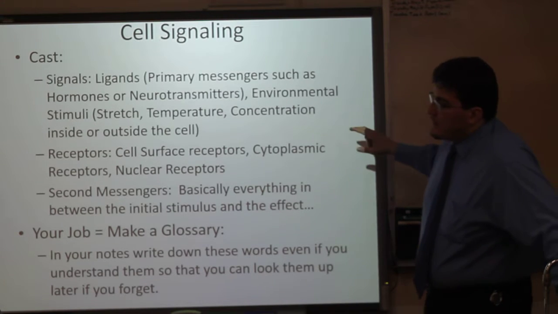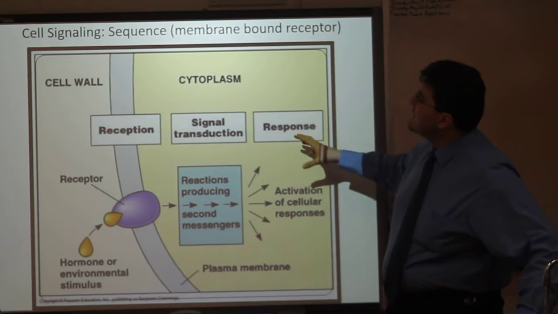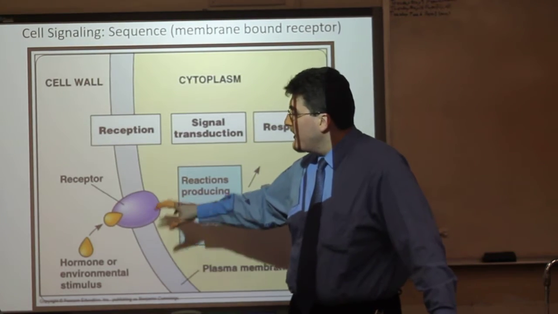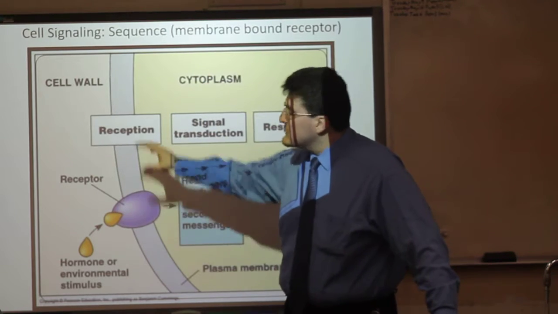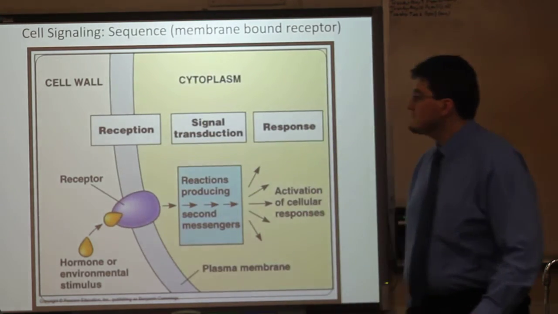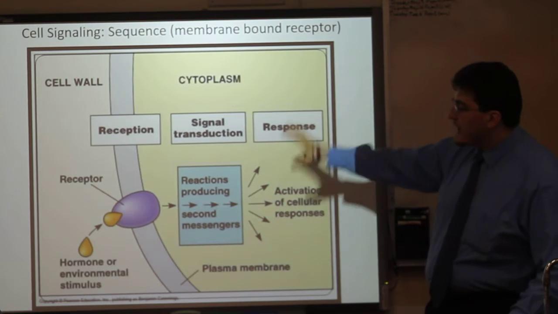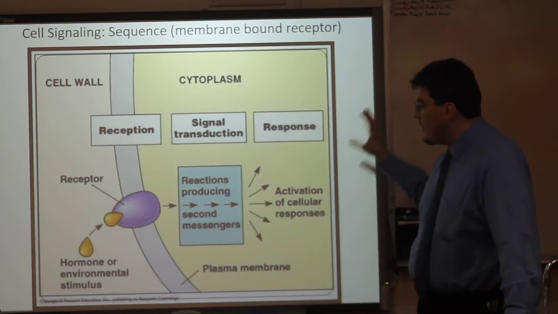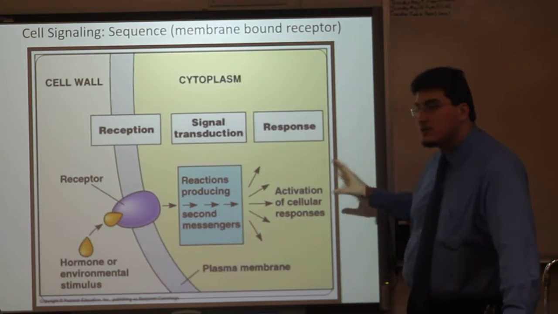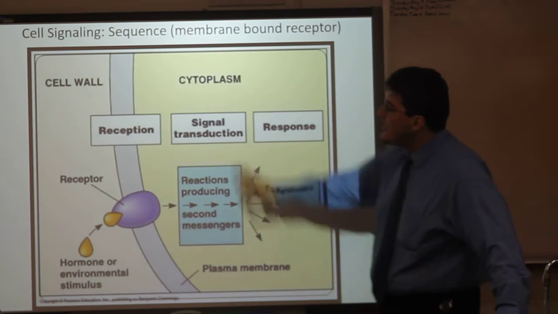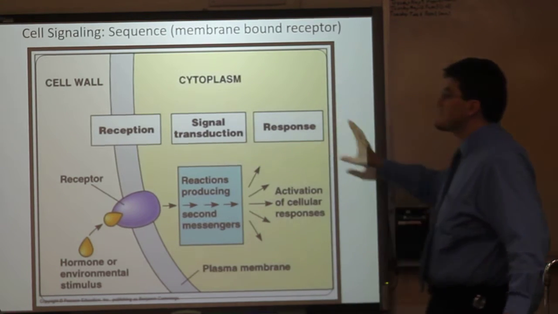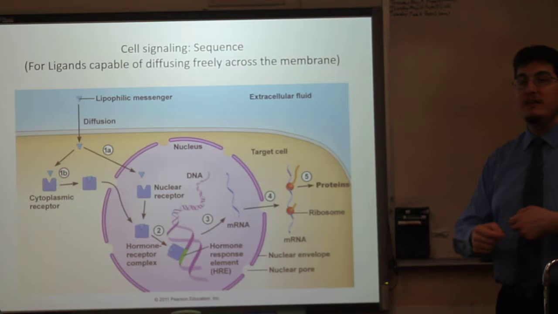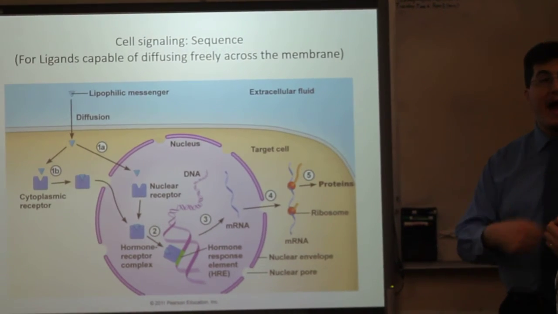So, here is, in a nutshell, cell signaling of a membrane-bound receptor. I have a hormone or an environmental stimulus. The receptor receives the signal. This is signal reception. Reactions produce second messengers. This is signal transduction. Then I have a response to this. An activation of cellular responses occurs. This is my response phase. Reception, signal transduction, response.